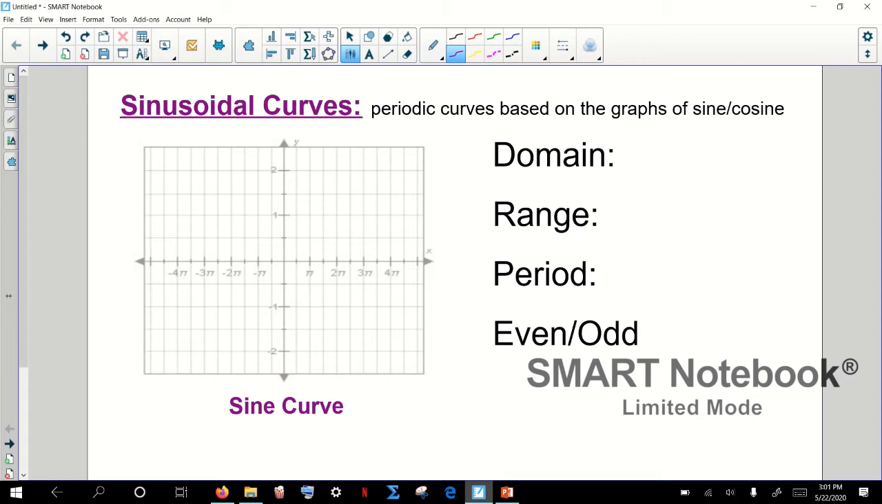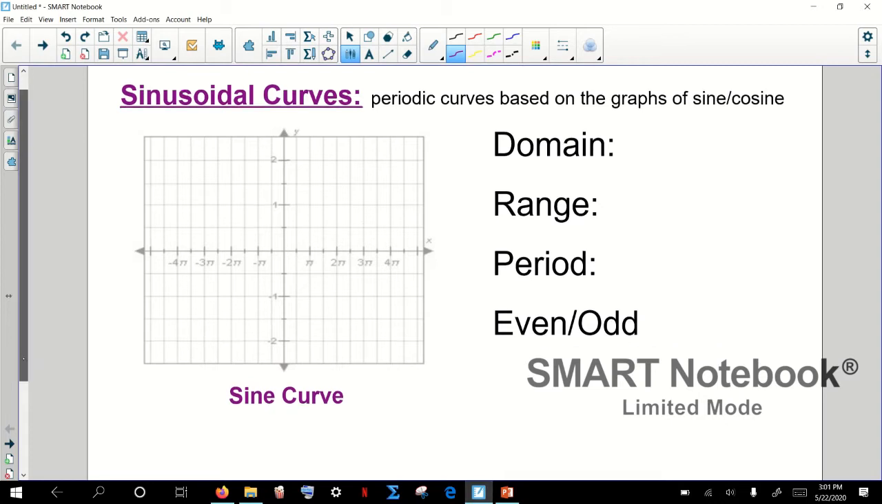So let's first talk about what a sinusoidal curve is. A sinusoidal curve is a periodic curve, which is a repeating curve, based on the graphs of sine and cosine. The graphs of tangent and cotangent are also periodic curves, but we're solely focusing on sine and cosine here. So let's first graph the sine curve.